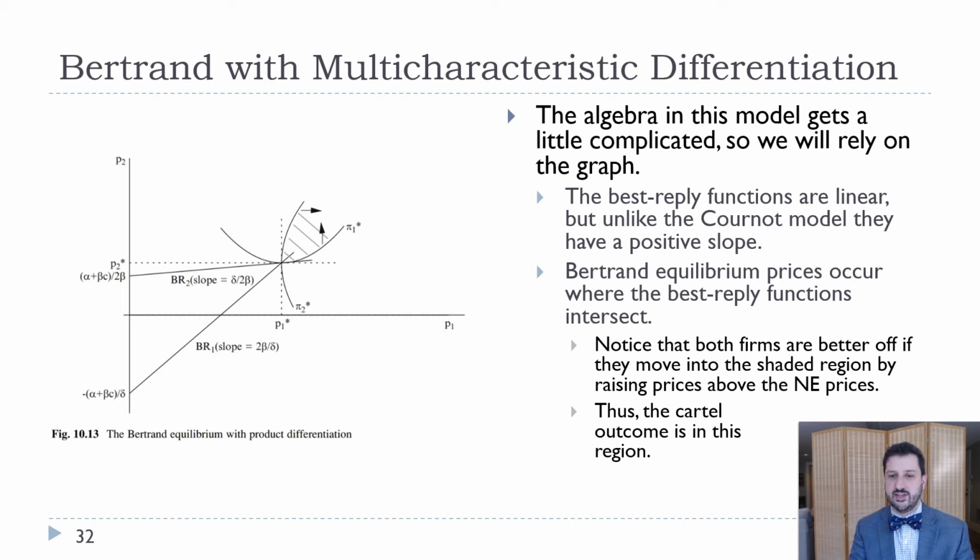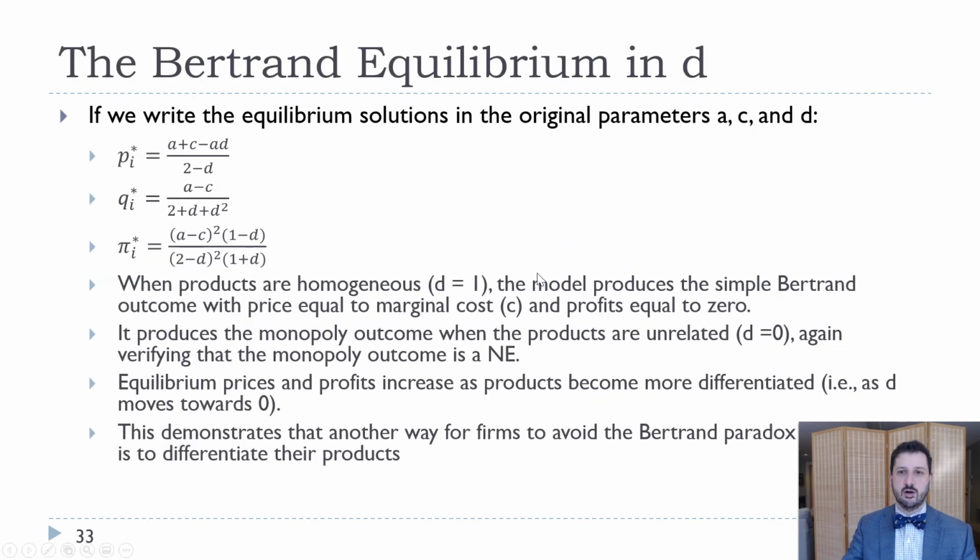And that's perhaps not that surprising. In Cournot, when you produce more, I earn less. But in Bertrand, when you set your price higher, I earn more. And so prices and output behave differently in the oligopoly. If we look at the Bertrand equilibrium with our original parameters, A, C, and D, price is A plus C minus AD over 2 minus D. Quantity is A minus C over 2 plus D squared. And profit is A minus C squared times 1 minus D over 2 minus D squared times 1 plus D.